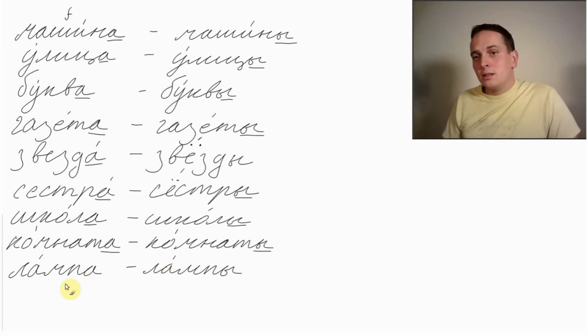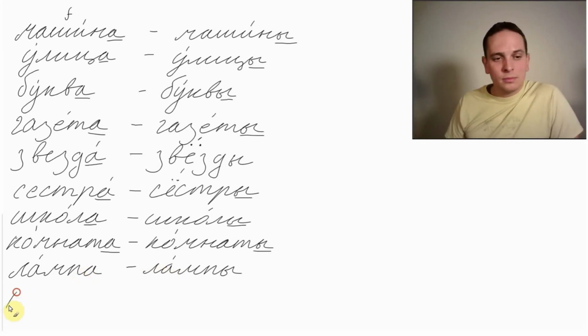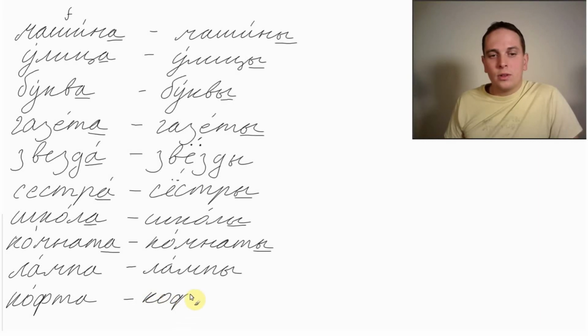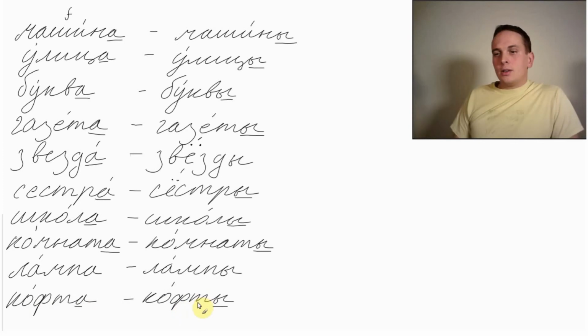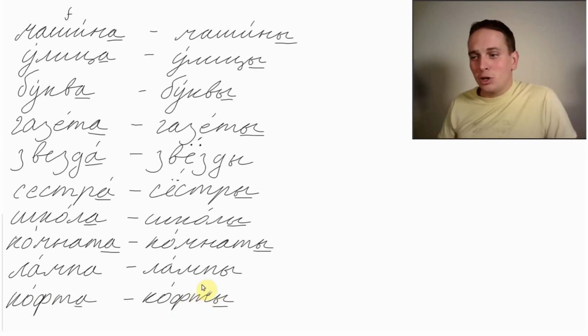Кофта. Кофта is pullover. Кофта, with the emphasis on o. What would be the plural? Кофты. A is becoming y, and the emphasis stays on o. Кофта, кофты. And now let's try to make singular out of plural.